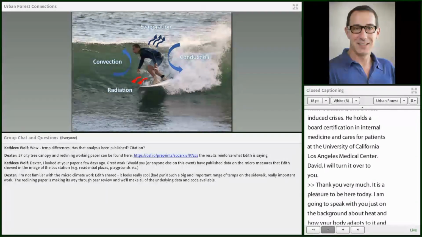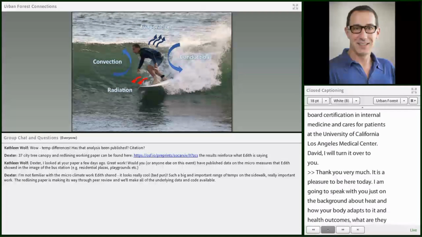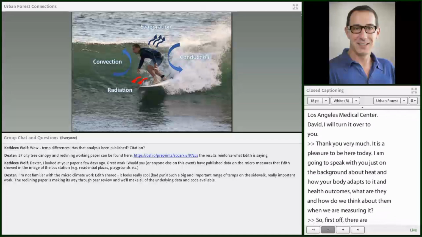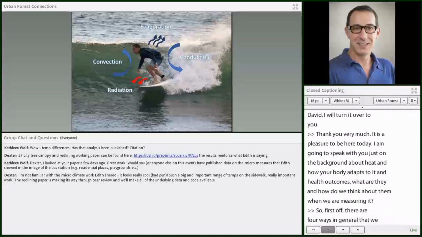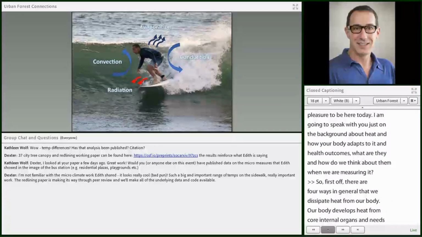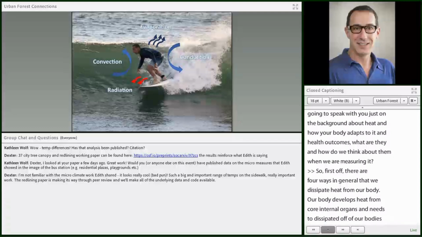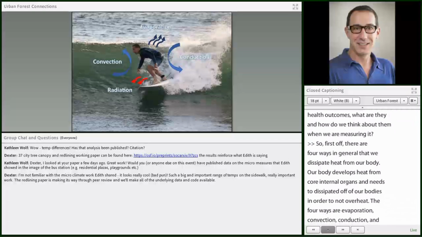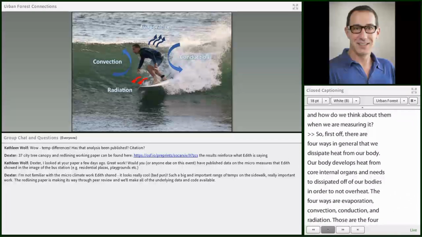So first off, there are 4 ways in general that we dissipate heat from our body. Our body develops heat from its core internal organs, and we need to dissipate it off of our bodies in order to not overheat. So the 4 ways are evaporation, convection, conduction, and radiation. And those are the 4 main ways. Of those, perspiration is the biggest contributor to losing heat from your body.